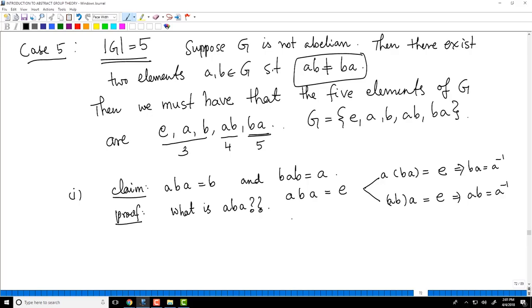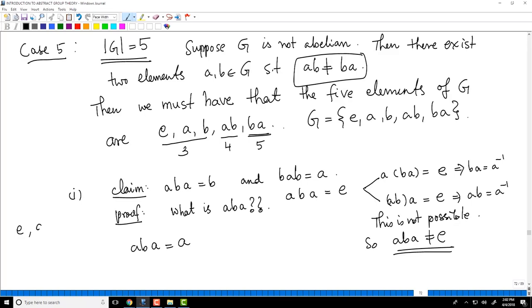Is it clear? AB and BA can't both be inverses of A. So ABA is not E, that we have concluded. Can ABA be equal to A? ABA has 5 possibilities: E, A, B, AB, BA. It has no choice, it has to be one of these 5 elements.